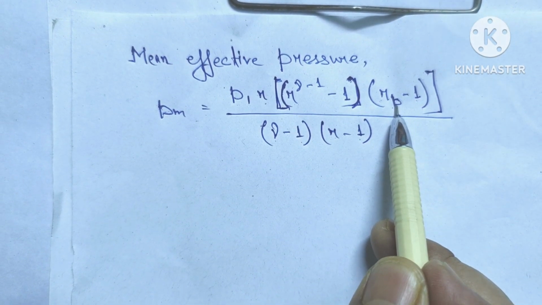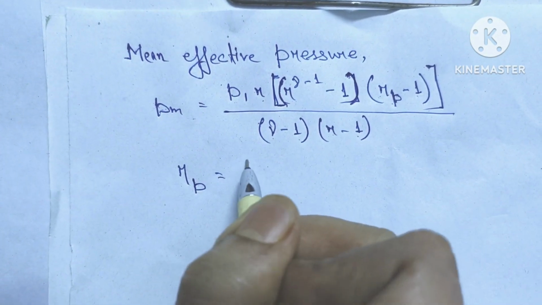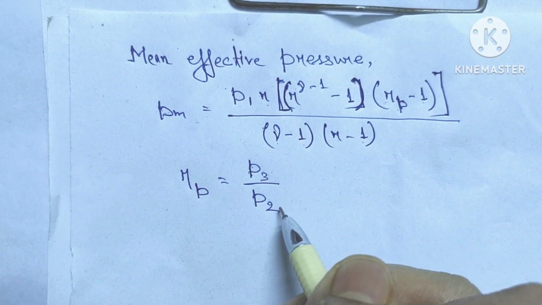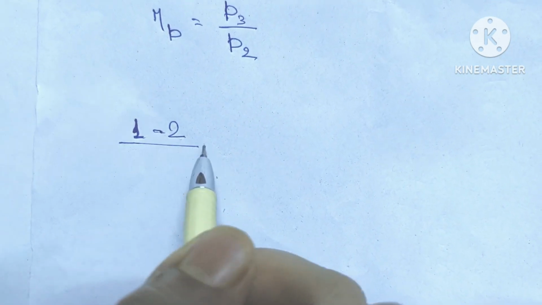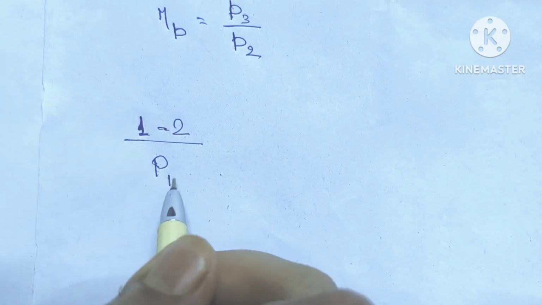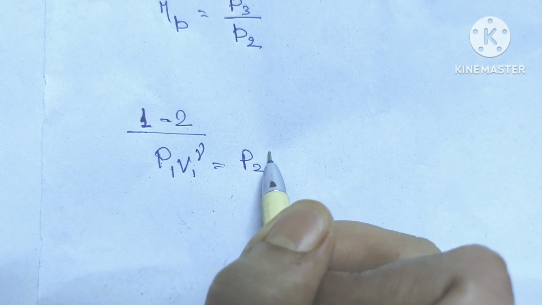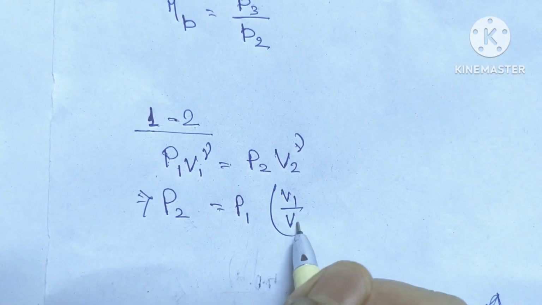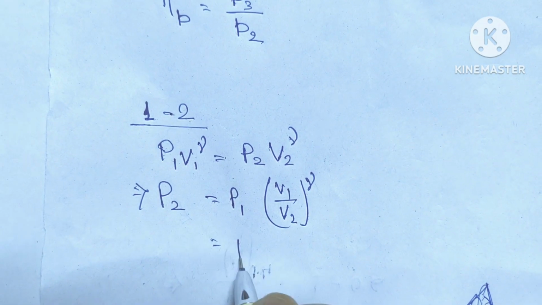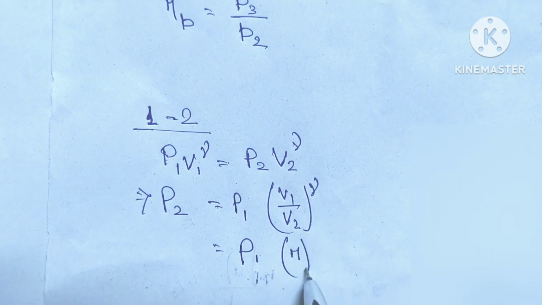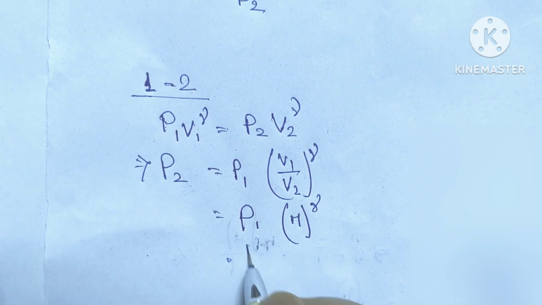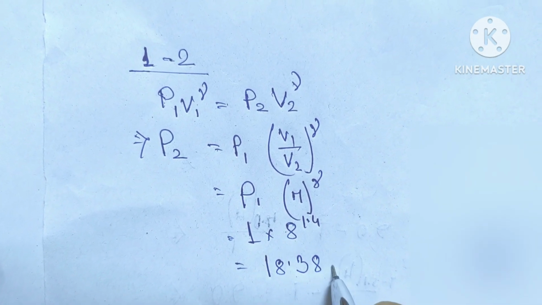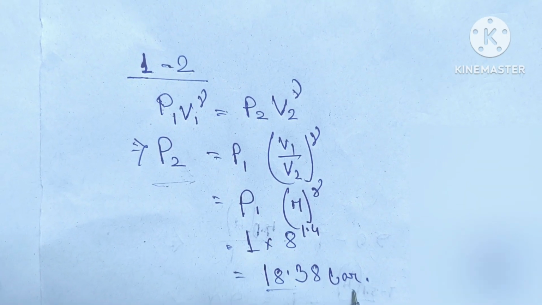So first of all we need to calculate the value of Rp, and for Rp the formula is P3 by P2, where P3 is given, that is the maximum pressure, and we need to first calculate the value of P2 here. Now for the process 1 to 2, as this is the adiabatic process, we can write P1 V1 to the power gamma equals P2 V2 to the power gamma. So the value of P2 equals P1 into V1 by V2 whole to the power gamma. So V1 by V2 means compression ratio, that is R to the power gamma. So that is 1 into 8 to the power 1.4, and the value will be 18.38 bar. So P2 is calculated as 18.38 bar.